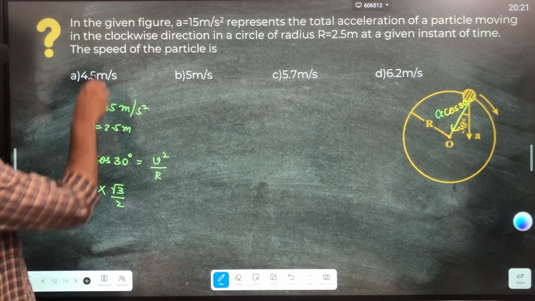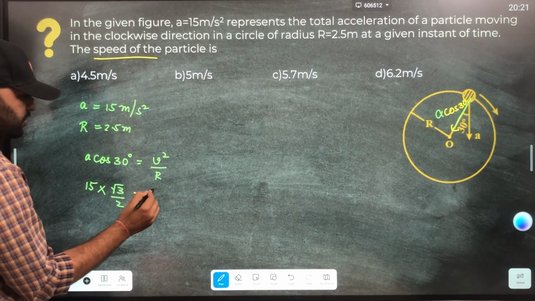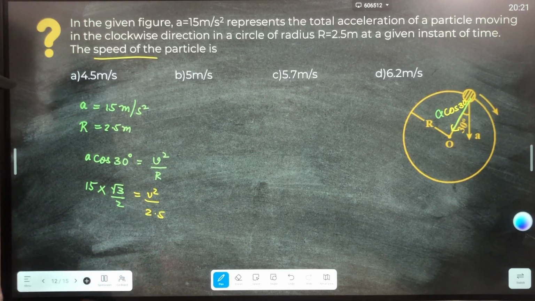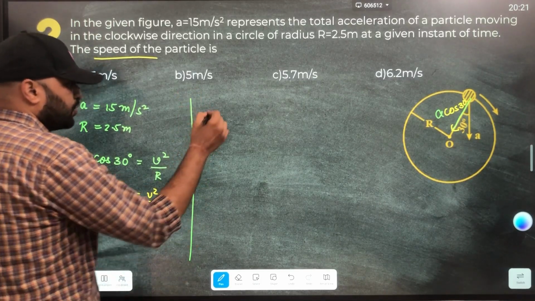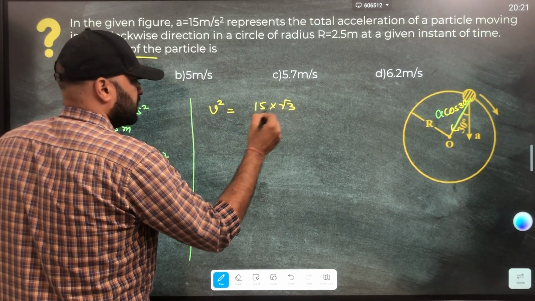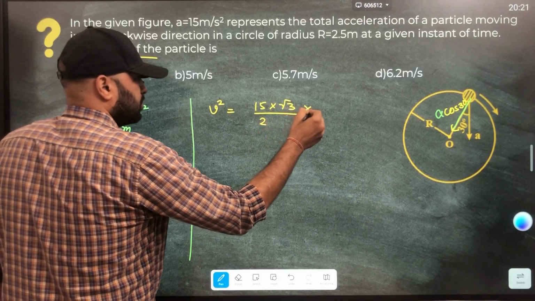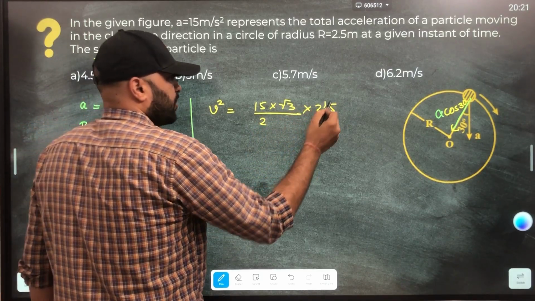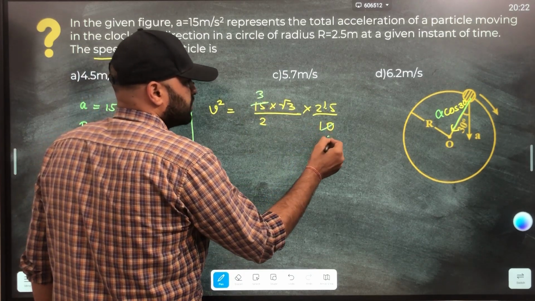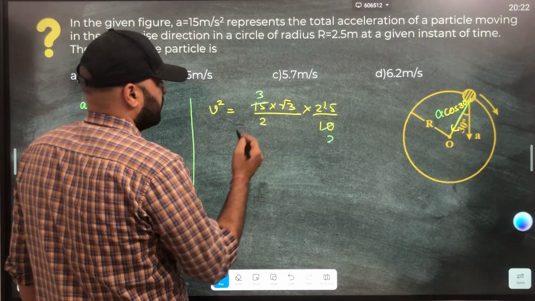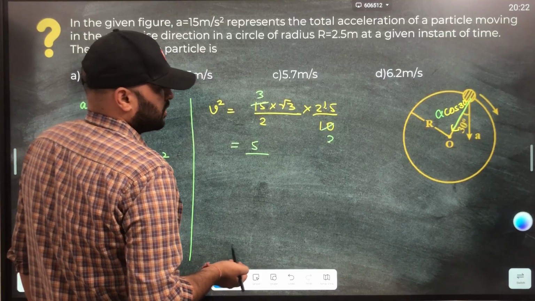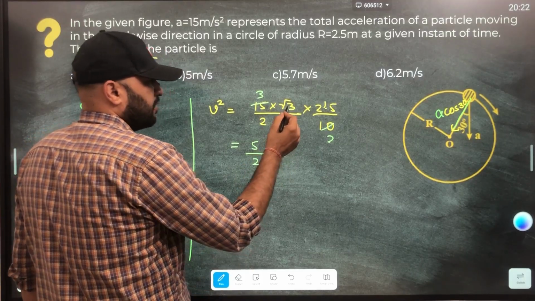Now we are looking for the speed of the particle, which means we are looking for V square. So V square, and R is how much? 2.5. I hope this is clear. Now let's cross multiply and simplify. So V square will be equal to 15 into root 3 by 2 into 2.5, correct? Let me remove this point, you will get here 10. And 5 threes are 15, 5 twos are 10, correct? And the root of 25 is 5 and the root of 2 is how much? This will be 2.